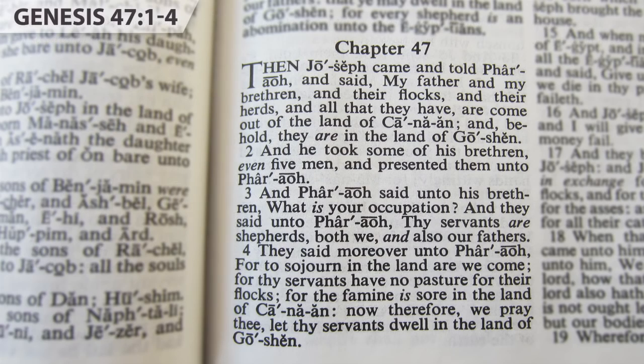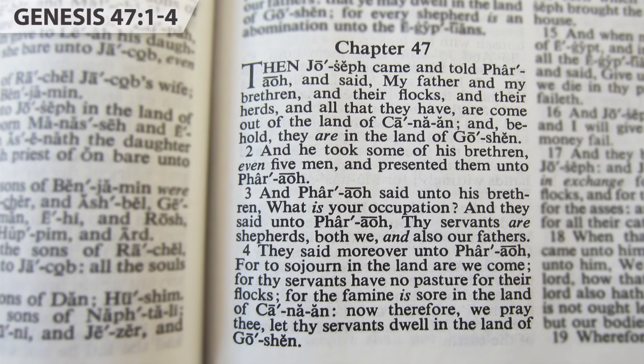Genesis 47:1. Then Joseph came and told Pharaoh and said, My father and my brethren and their flocks and their herds and all that they have are come out of the land of Canaan, and behold, they are in the land of Goshen. And he took some of his brethren, even 5 men, and presented them unto Pharaoh.